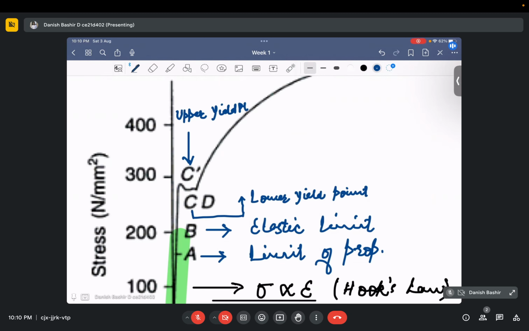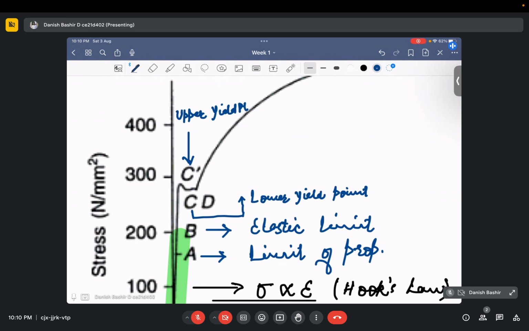What happens in this region C dash C is that there is a definite increase in strain without any further increase in stress. In the yielding region, the elongations increase in our steel specimen without any increase in the stress. So this is the yielding zone.